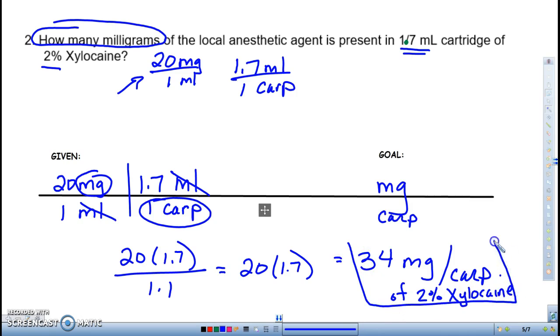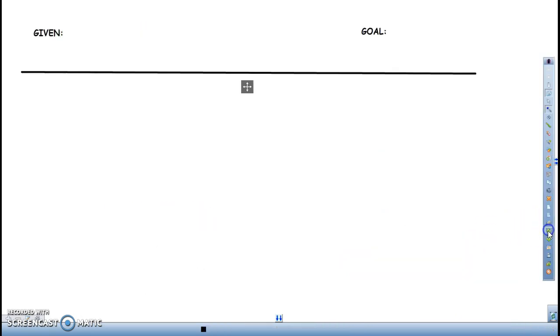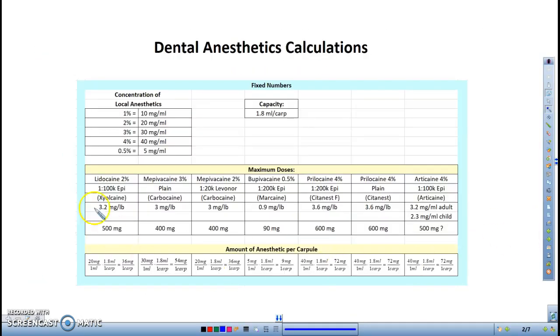And I want to show you something before I go on. That 34 milligrams per carp, if we go back to that original table right here, for xylocaine, well, I'm using a different number here. I was using the 1.8. If I had used 1.7 here, I would have gotten the 34 here. You don't have to memorize these numbers because you can calculate them.